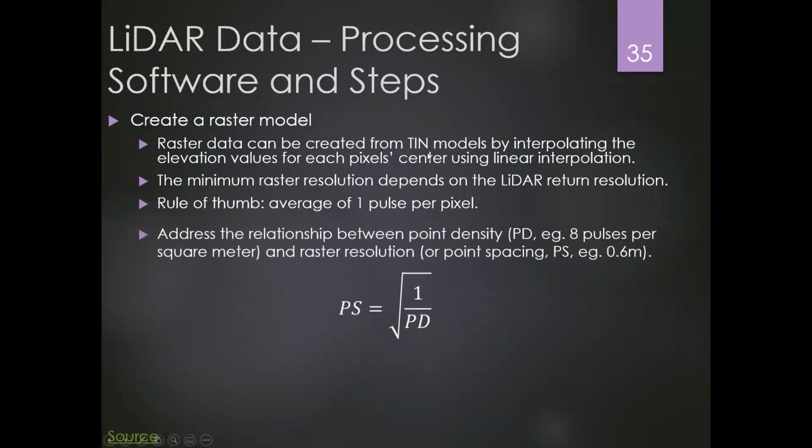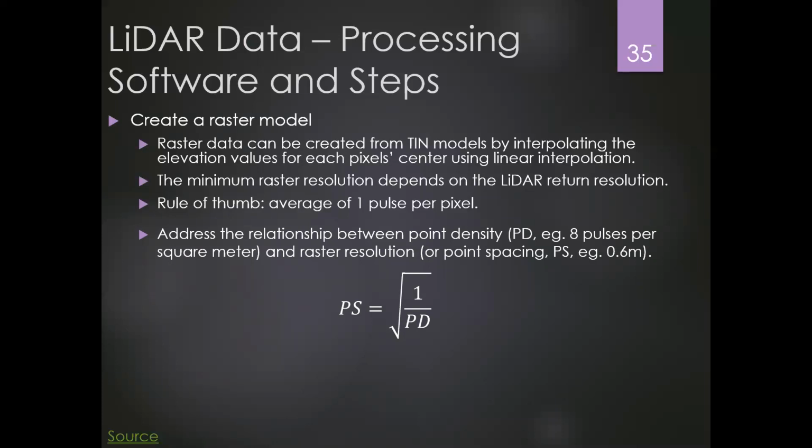Raster data can be created from TIN models by interpolating the elevation values for each pixel center using linear interpolation. Like I mentioned before, all those data points collected by LiDAR systems, the space between them varies from one pair to another. This is not something we want. In a raster data file, we want evenly spaced pixels.